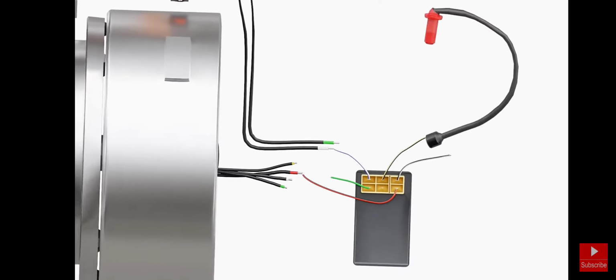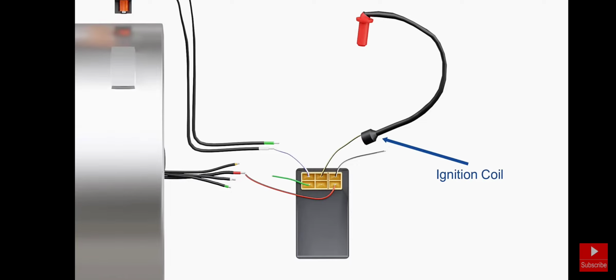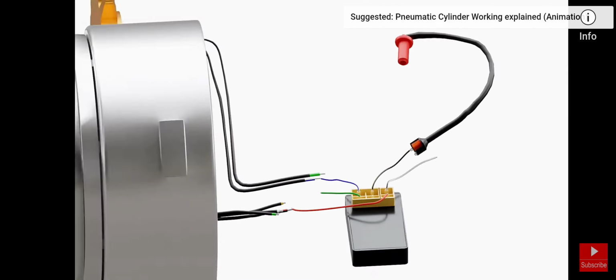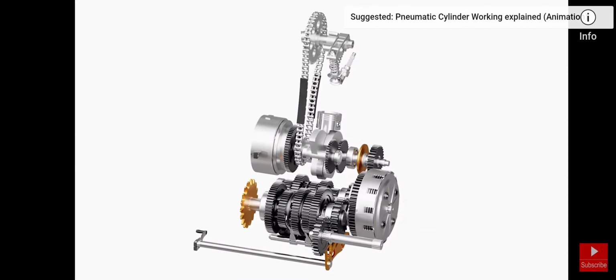To increase the voltage further, an ignition coil is used. The ignition coil is a step-up transformer which increases voltage up to 200 times the input voltage, which is sufficient to fire the spark plug. Several other factors contribute to the continuous operation of the engine.